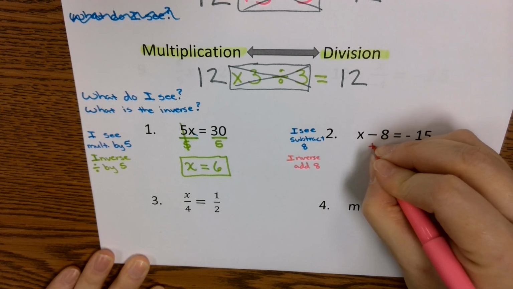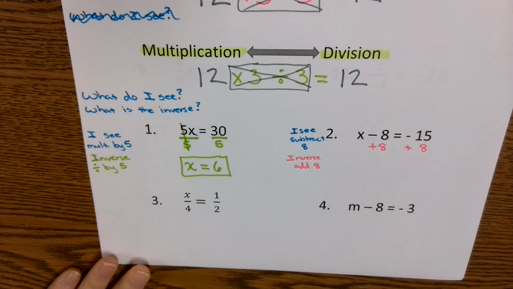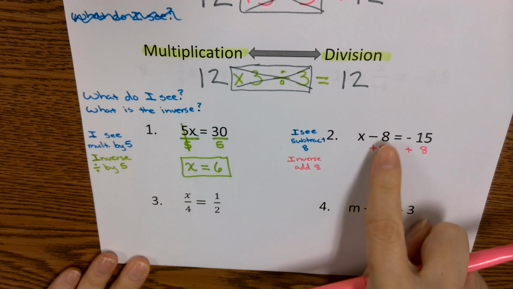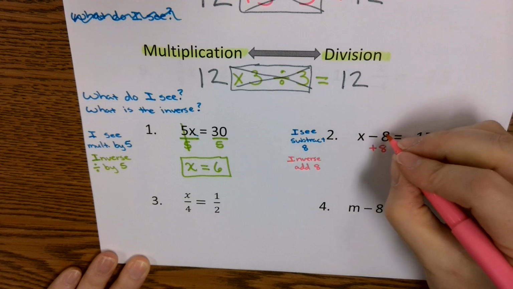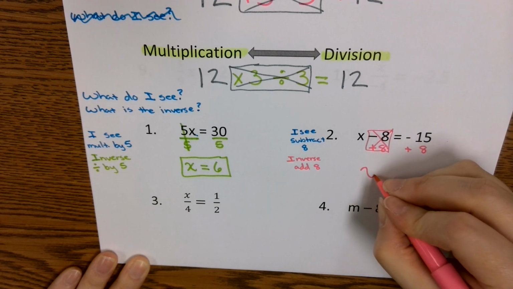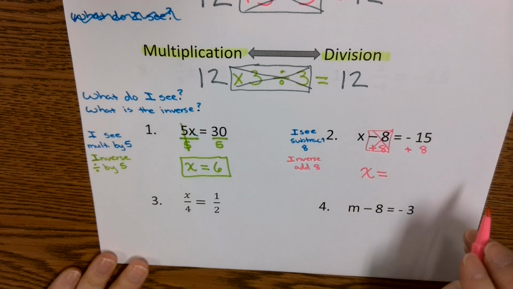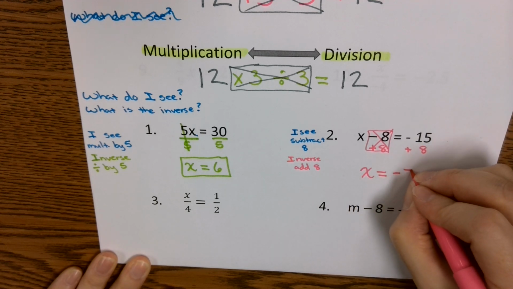So I'm going to add 8 on both sides. Now remember, you add it to like terms. I can't do x plus the 8, but I can do this negative 8 plus the 8, and those are going to go ahead and get canceled out, where x is now isolated. Then I'm going to do negative 15 plus my 8, and that's going to come out to a negative 7.